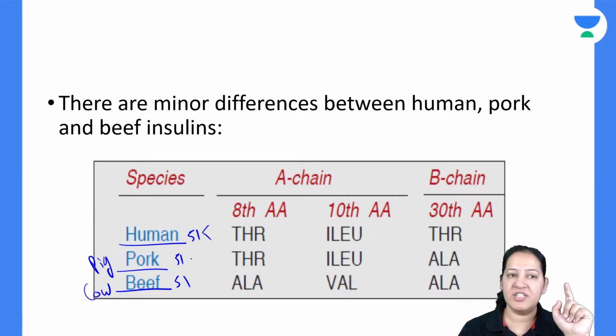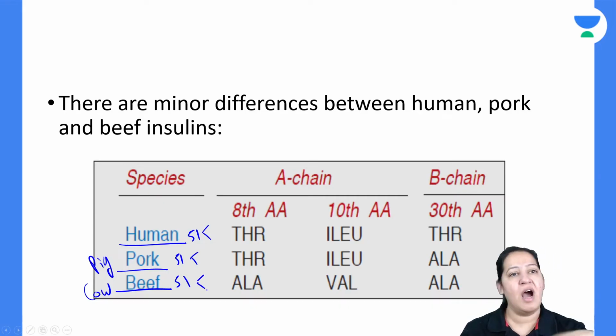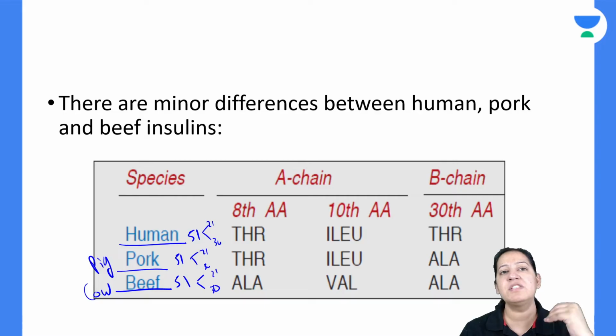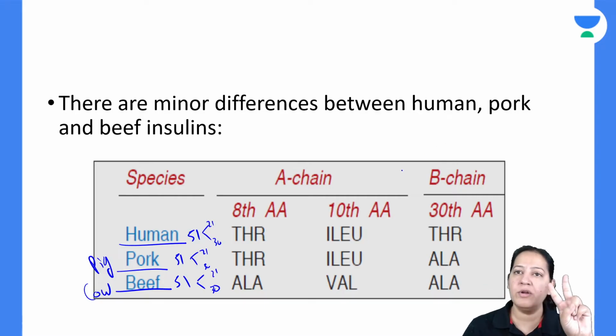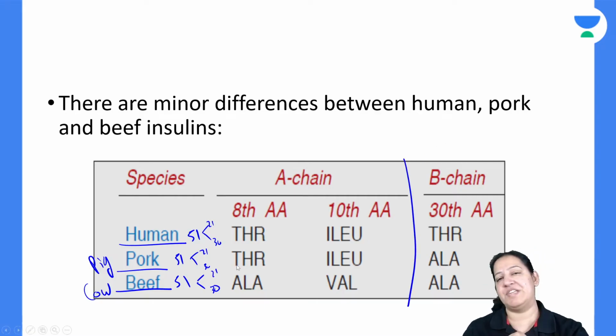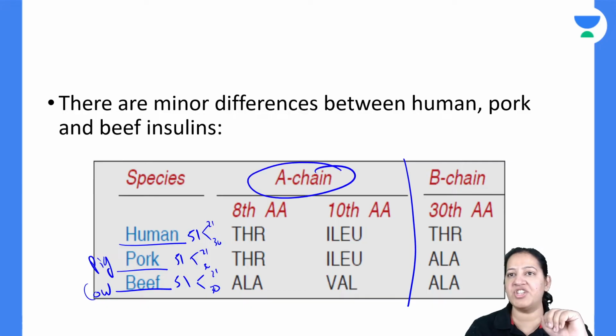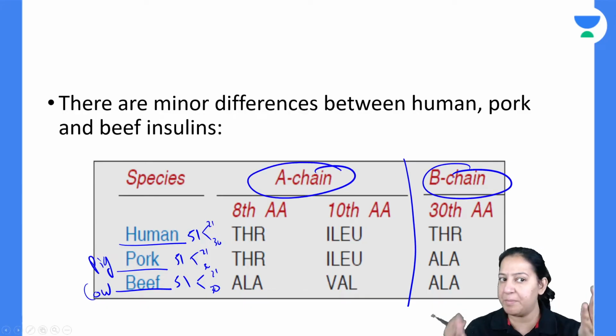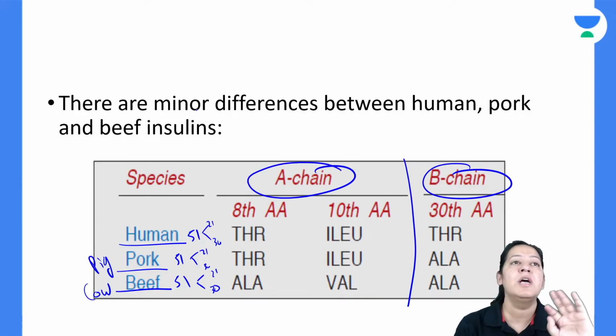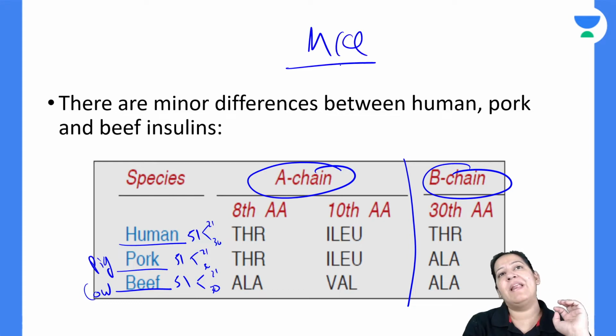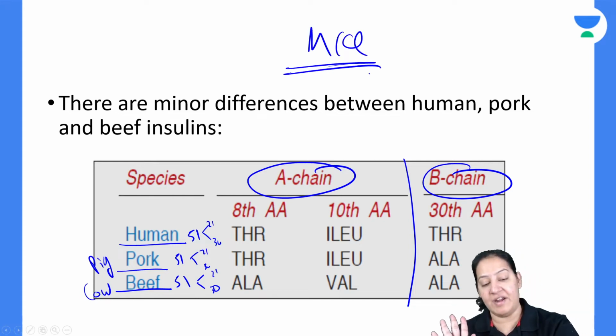They also have alpha and beta chain. Alpha chain of all of them have 21 amino acids, and beta chain of all of them have 30 amino acids. So you will say, ma'am, then what is the difference? There are 2 differences on alpha chain and 1 difference in beta chain. So let's talk about alpha chain and beta chain. What is the difference between pork and beef insulin from human? On this, many MCQs come. Please learn this slide. Please everyone, I request you.